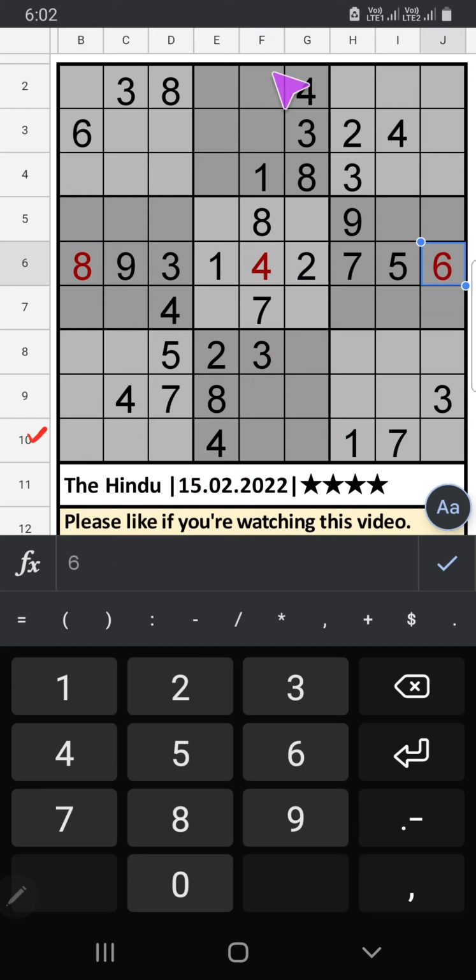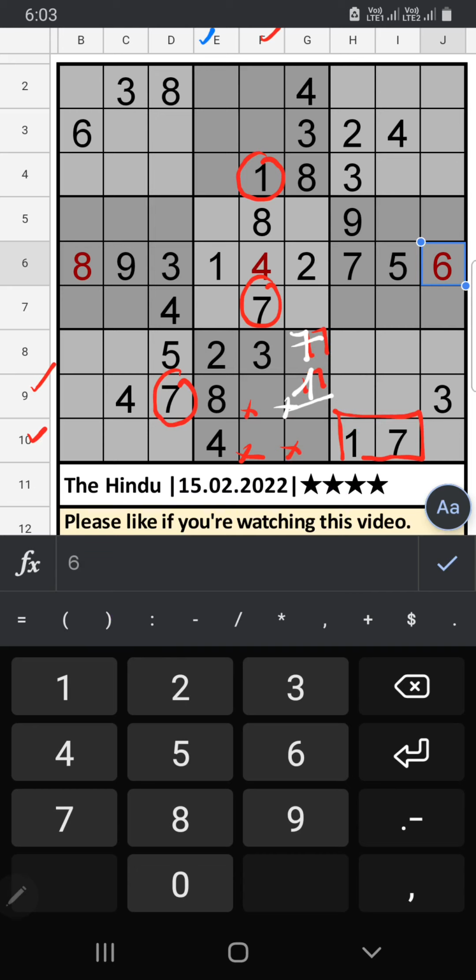10th row and column F, we have pair numbers 1 and 7. 1 and 7 can't come these cells. It will come any one of the cells. Ninth row, we have 7. So 7 can't come in this cell. Then 7 is confirmed here. Then 1 is here.